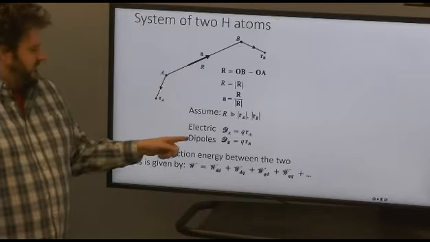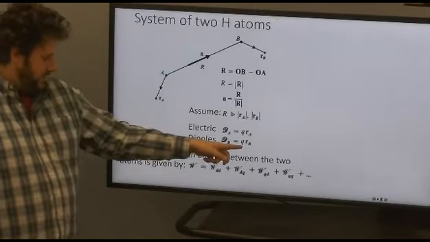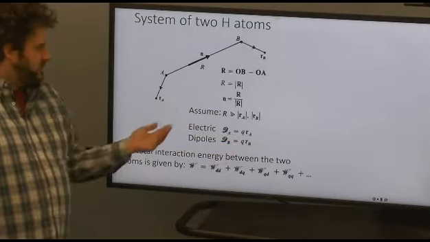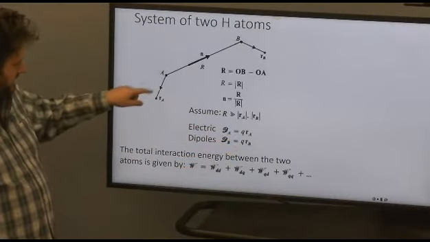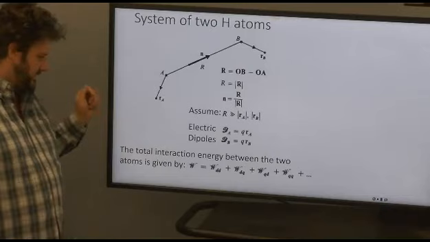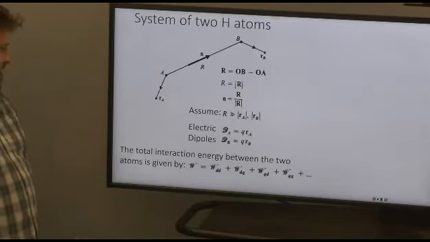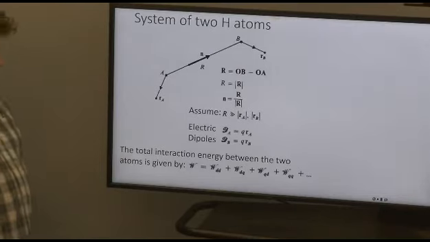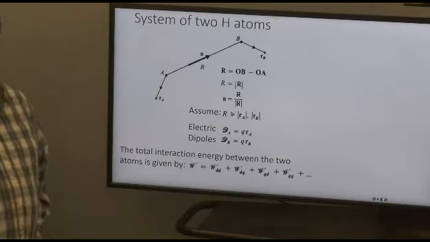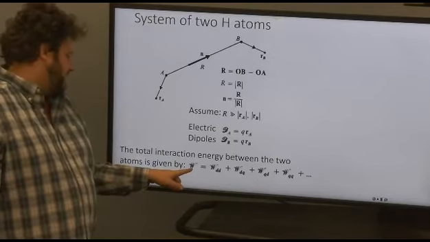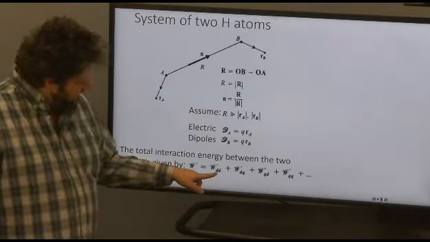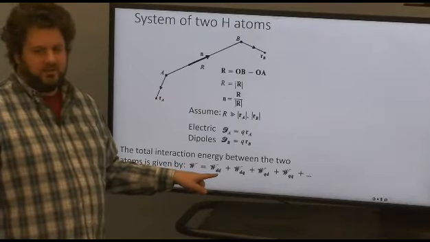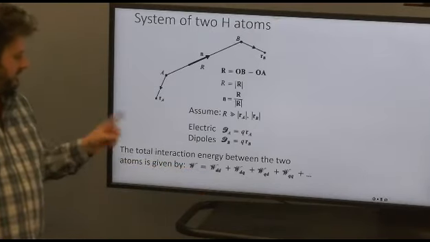And so we can express the electric dipoles by this expression, where Q is the charge, of course, and then just the vector between the nucleus and the electron. And if we wanted to talk about the total interaction energy between these two atoms, we would use this expression. So here, the W sub D refers to the dipole-dipole interactions, which are what we're going to be looking at today.